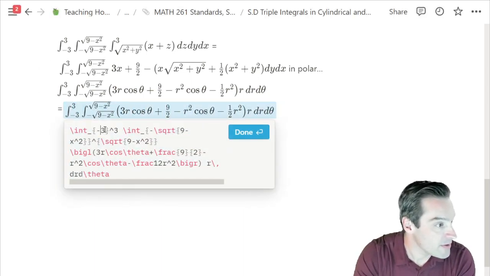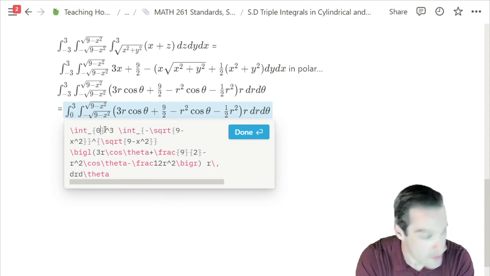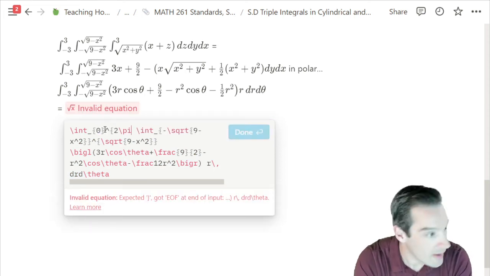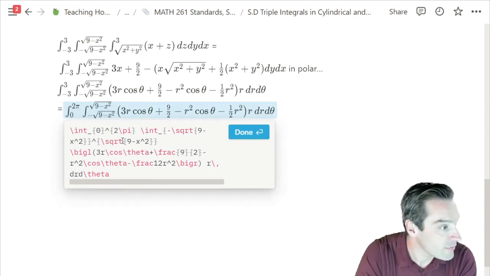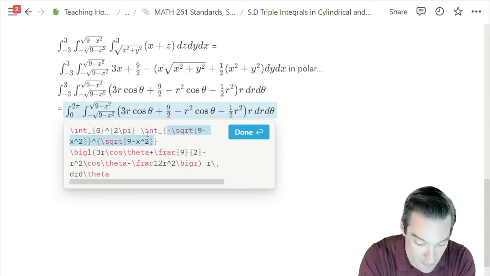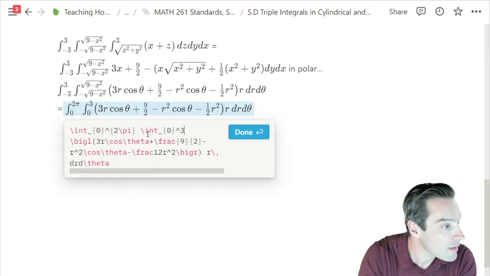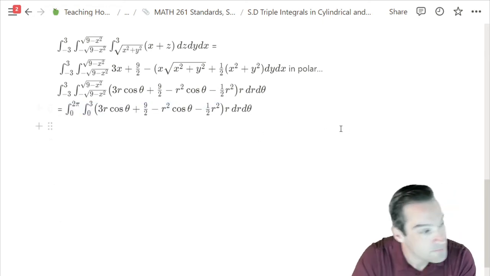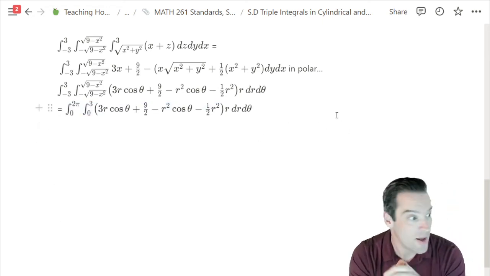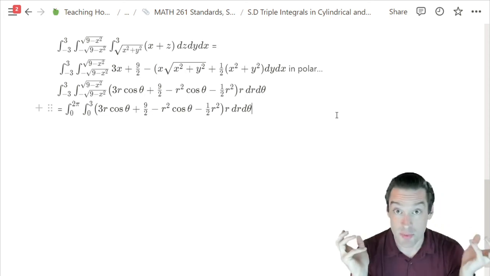And so when I put those into this integral, my limits of integration turn out a lot nicer. So theta running from 0 to 2 pi, and r running from 0 to 2, or 0 to 3, rather. r dr d theta. There we go. And now I have a polar coordinate integral that is actually pretty doable.